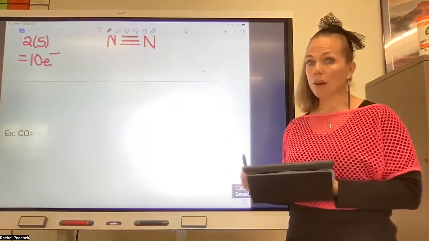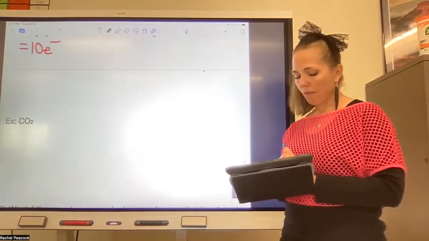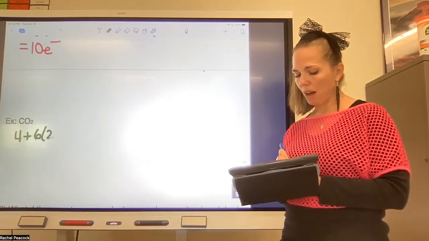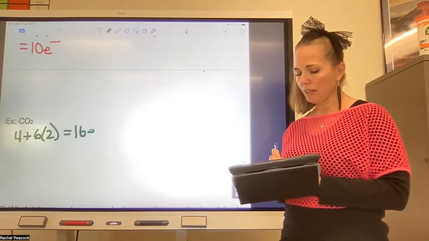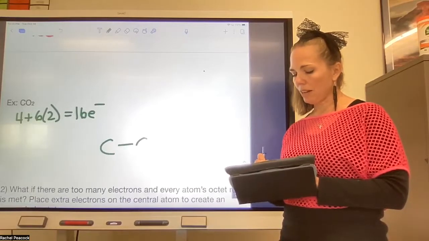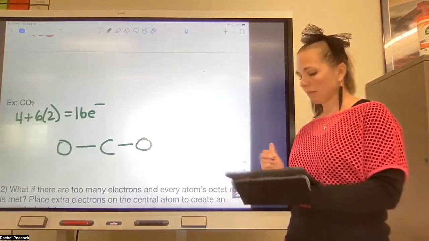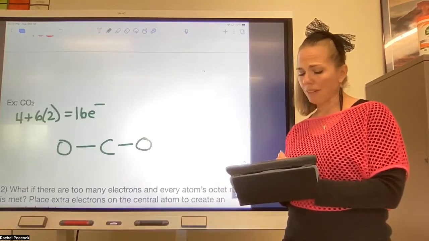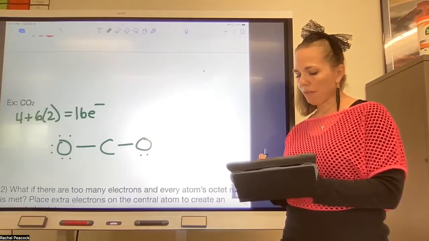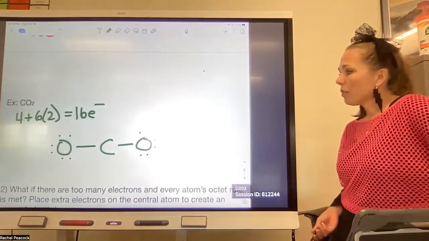All right, so hopefully you paused. Okay, so let's look at this. Carbon has 4. Each oxygen has 6. There are 2 oxygens. That's a total of 16 electrons. We're going to put carbon in the middle, oxygen on each side, 2, 4. Okay. Then I'm just going to start with the one on the left. It doesn't really matter. 6, 8, 10, 12, 14, 16. Okay. I just drew my structure.